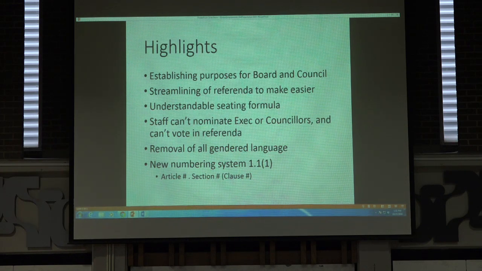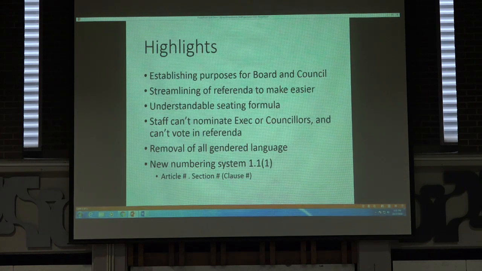We've also removed all gendered language. So it's now all gender-neutral pronouns that we use throughout the bylaws, something that the majority of non-profit organizations have recommended, and we're glad to implement this now. We've also changed the numbering system so you can actually read it instead of using complex Roman numerals and numbers and letters. It's all just now numbers. And so it's article, section, clause, and subclause if necessary.